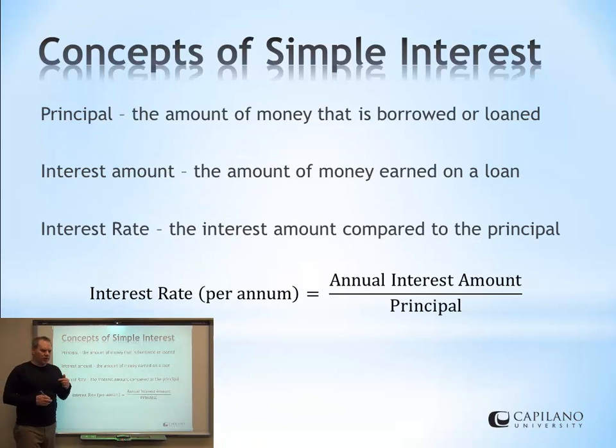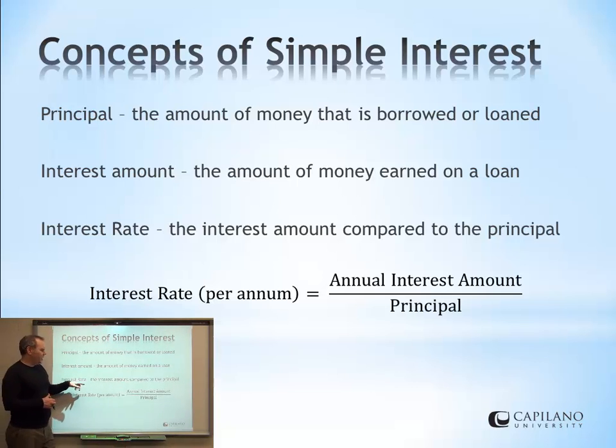So the concepts we're going to look at, first of all, some language. We have a principal. A principal is the amount of money that is borrowed or loaned. It's the cash amount. If I need $300 to buy a product, it's the $300 that I borrow. The interest amount is the amount of money earned on the loan. If I'm borrowing $300 and I agree to pay you $20 in interest, the $20 would be the cash amount.